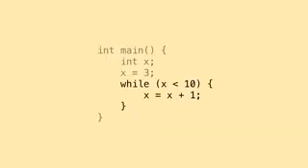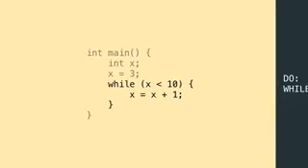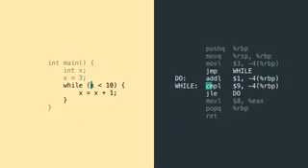Then there's the while loop. Only execute this block if this condition is true, and keep executing it over and over again until it's not true anymore. In assembly, we have the block's code, the instructions to evaluate the condition, and the jumps emulating the loop. Functions are a little more complicated.